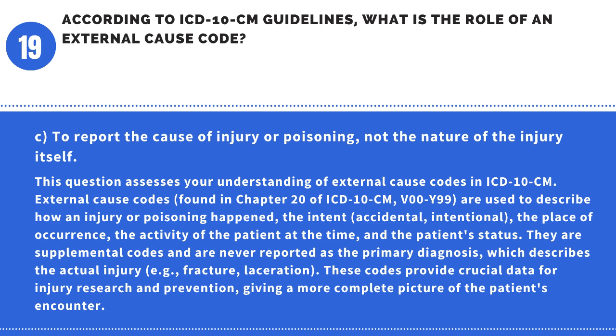Answer C. To report the cause of injury or poisoning, not the nature of the injury itself. This question assesses your understanding of external cause codes in ICD-10-CM. External cause codes, found in Chapter 20 of ICD-10-CM, V00-Y99, are used to describe how an injury or poisoning happened, the intent, accidental, intentional, the place of occurrence, the activity of the patient at the time, and the patient's status.